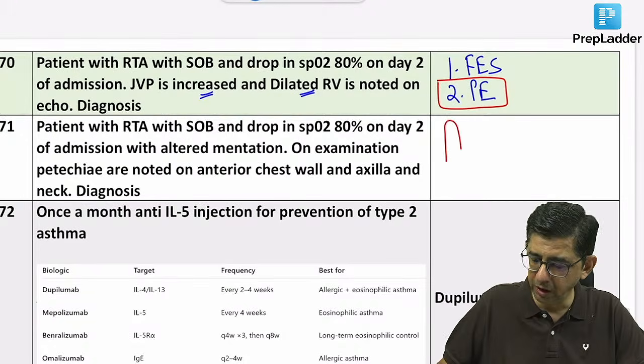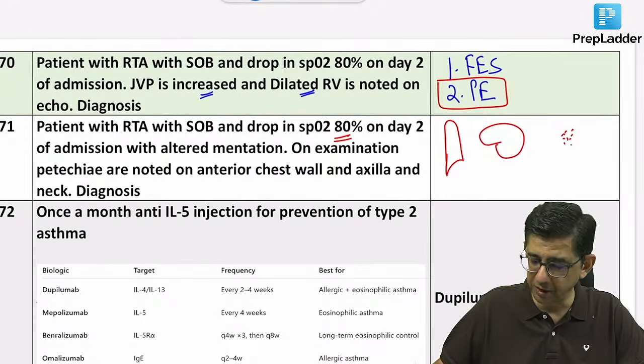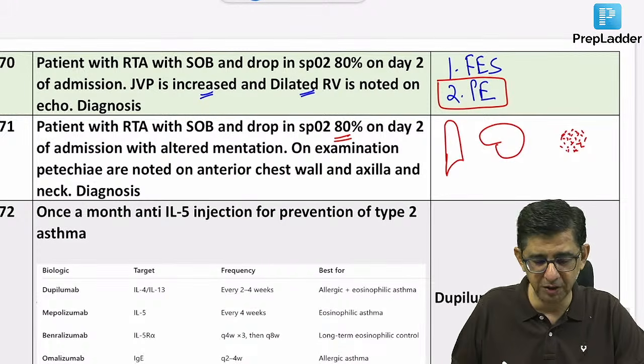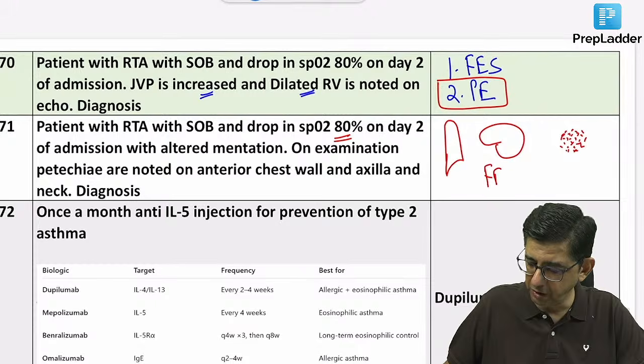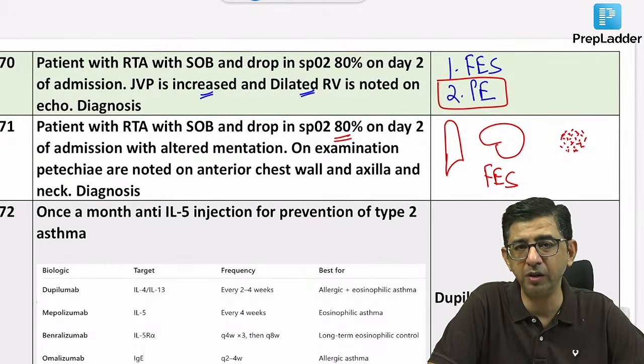So in this question, lung involvement is given because there's a drop in oxygen saturation. There is a CNS manifestation given, that is altered mentation. There are petechiae present in this patient. These petechiae are present on the anterior chest wall or on the axilla of the patient. So in this case, the answer would be fat embolism syndrome. Basically, the Gurd's criteria are getting satisfied in this condition.